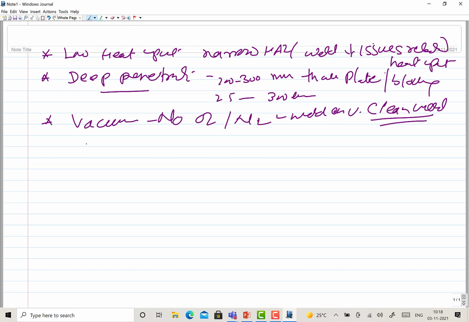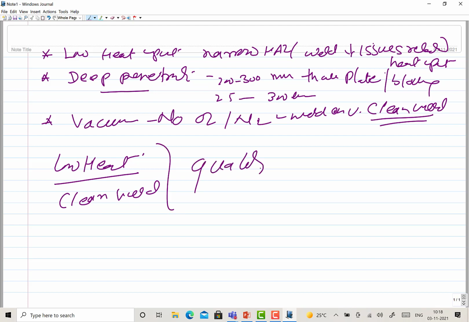So you know that if we are using very low heat and a very clean weld is produced, then the quality of the electron beam weld is very good. Even this is far better than TIG welding. TIG offers one of the cleanest and best quality welds among the arc welding processes.